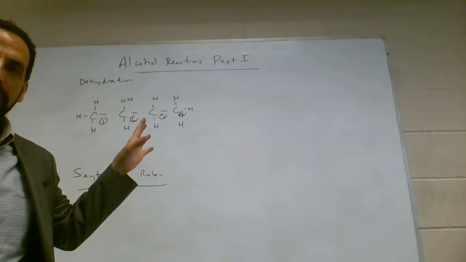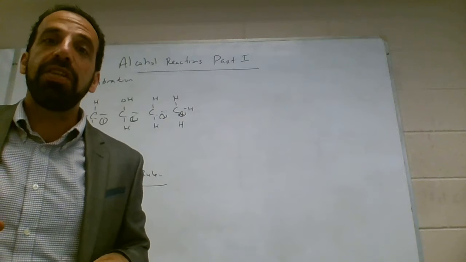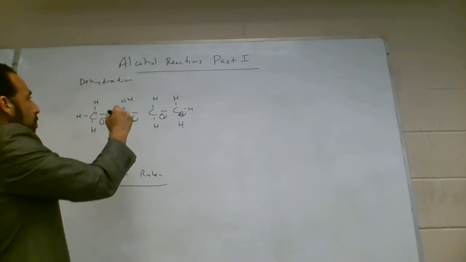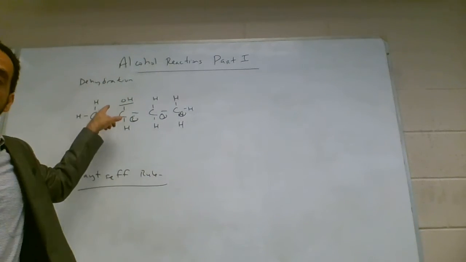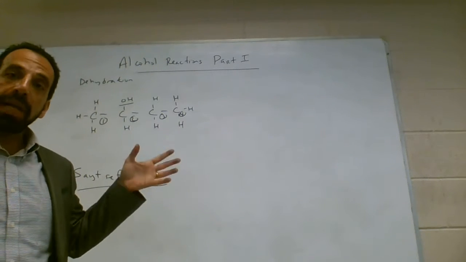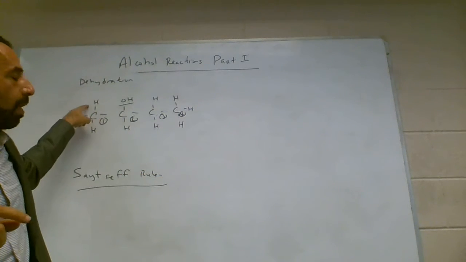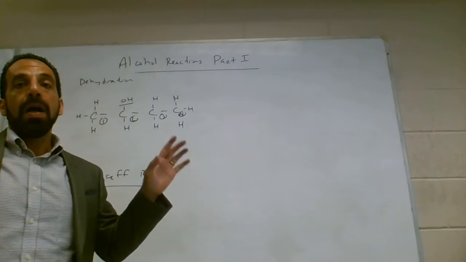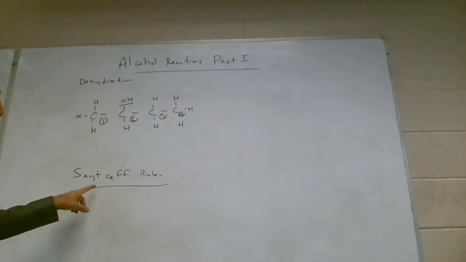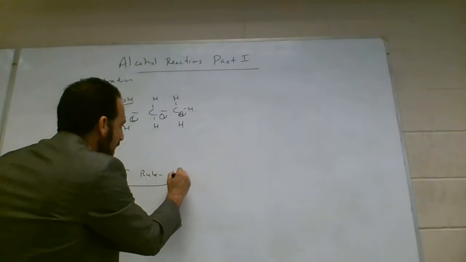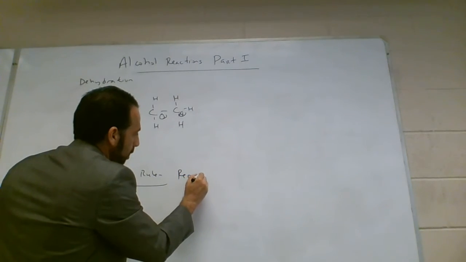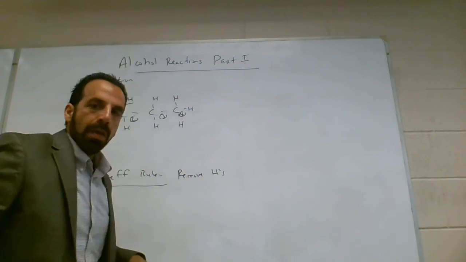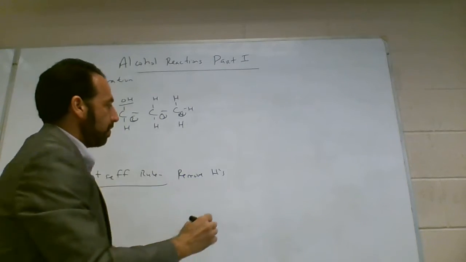Notice that I drew this out in expanded form to make it a bit easier to see. So obviously we're going to lose this OH, sorry, that alcohol group. And then we have to decide, well, do I lose a hydrogen from carbon number 1? Do I lose a hydrogen from carbon number 3? The rule is, they call it the Saytzeff rule, that we remove hydrogens from the carbon with the smallest number of hydrogens.